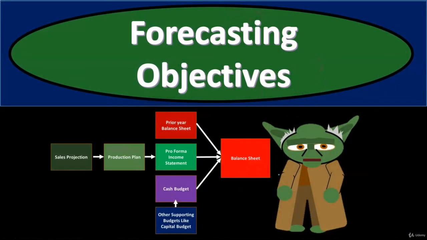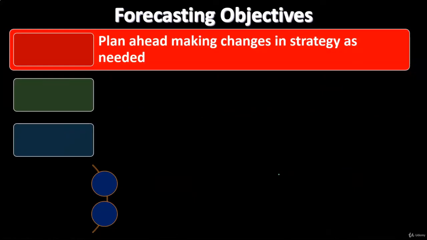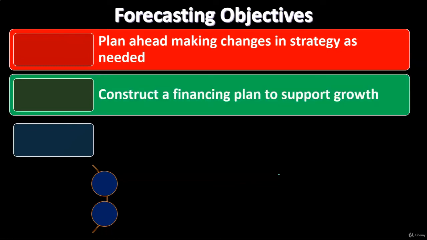Forecasting objectives. When thinking about forecasting, we're thinking about the future. We're thinking about a budgeting or projection type of process. We want to plan ahead, making changes in strategy as needed. So we're going to think about what we think will happen in the future so we can strategize now and do what we need now in order to accommodate what we believe will be happening in the future, based on our best guesses, based on our forecasts.